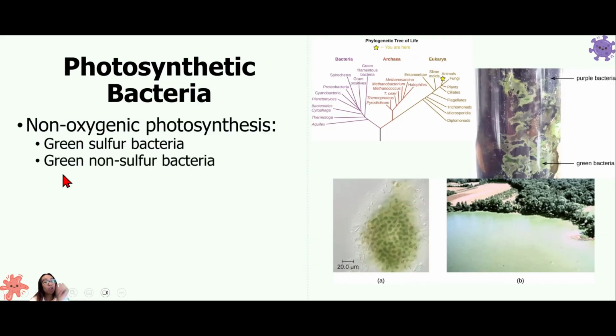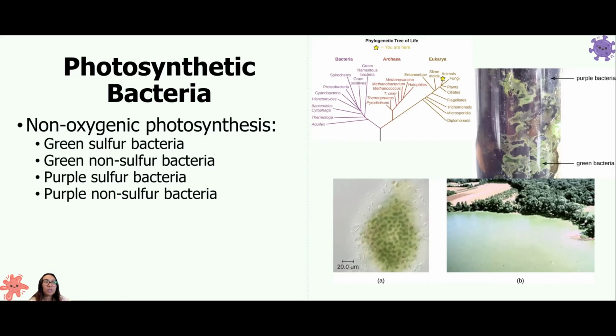Then we have the green non-sulfur bacteria. These are still green, they are still photosynthetic, but they don't produce sulfur, they produce something else. So they don't produce oxygen, and they don't produce sulfur, it's something else that they produce. And so that's why we call them that. And then we have the purple sulfur bacteria. So they're purple, and they produce sulfur during their photosynthesis. And guess what? The purple non-sulfur, so they're purple, they do photosynthesis, but they don't produce sulfur. They also don't produce oxygen. Anyway, so those are the categories.